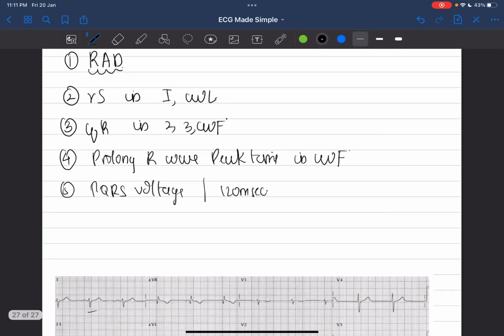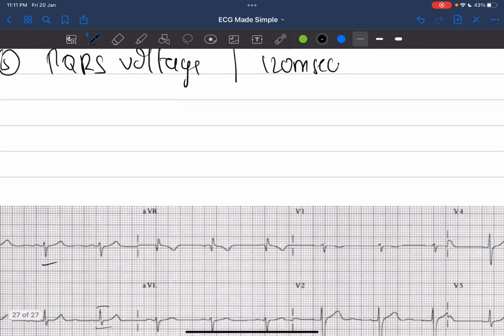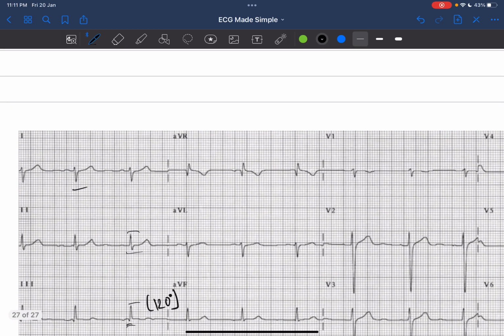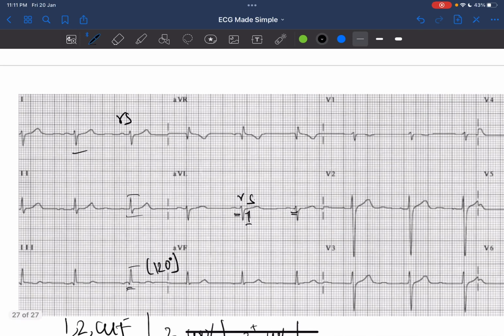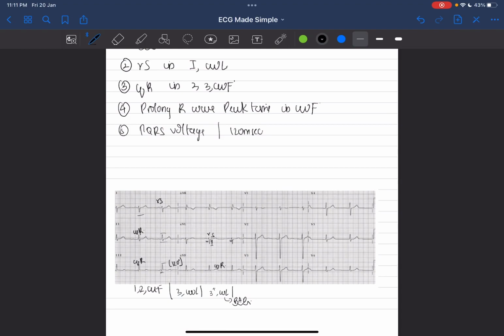Okay, so the first point is met. Then you have to look at lead 1 and AVL. In lead 1 and AVL, you can see a small upward R wave as well as a deep S wave. That is an RS complex in lead 1 and AVL. In leads 2, 3 and AVF, you can see a small Q wave and a tall R wave, a QR complex. So the second and third criteria are met.